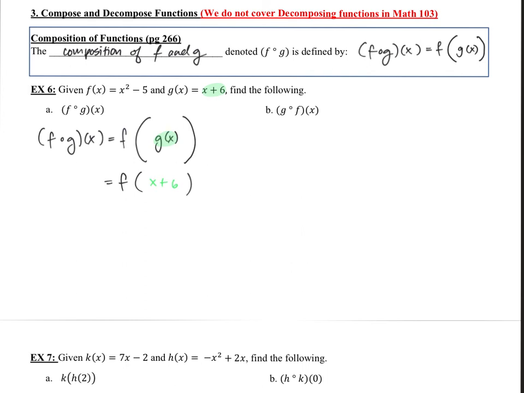which then means wherever we see x in f, we're going to replace it with x plus 6. So we get x plus 6 squared, and then we subtract 5 from it. Let's FOIL that out. So we have x squared plus 12x plus 36 minus 5. We can add those together and we get x squared plus 12x plus 31. And that right there is the composition of f and g.